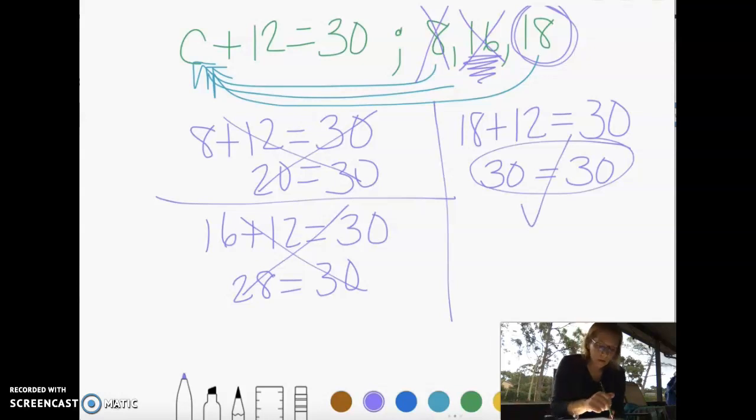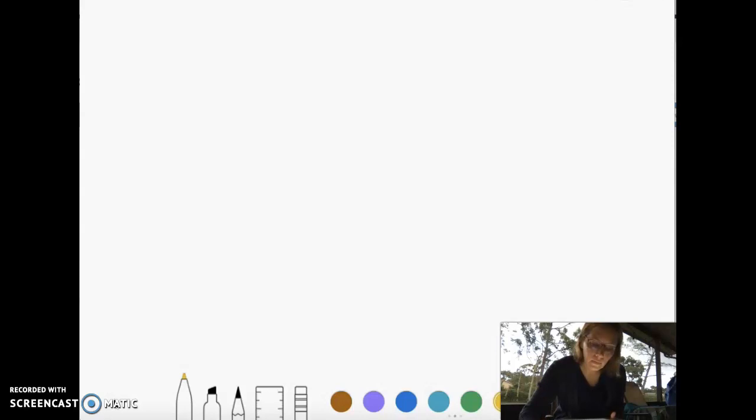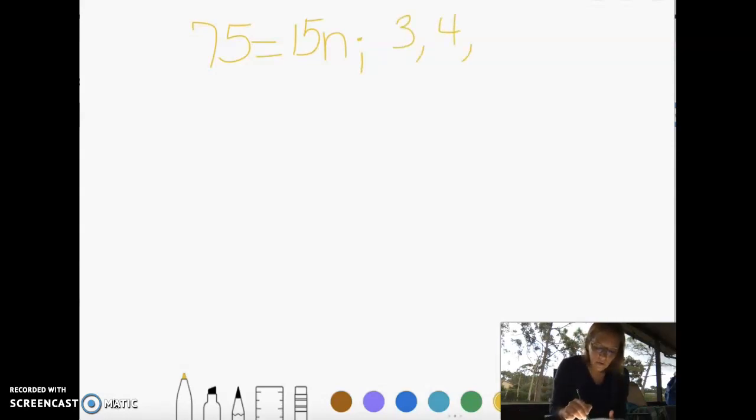Okay, let's do one more like that. Let's do one that involves some multiplication. How about I have 75 equals 15n. And my possible solutions are 3, 4, and 5. So same as before, I'm going to plug each of those numbers in and see which one makes the equation true or balanced. So first I'm going to use 3. 75 equals 15 times 3.